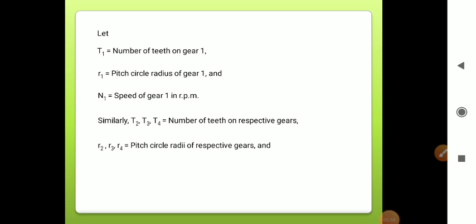Similarly, small r2, small r3 and small r4 are the pitch circle radii of the respective gears. That means r2 is the pitch circle radius of gear number 2, r3 is the pitch circle radius of gear number 3, and r4 is the pitch circle radius of gear number 4. And again the speed of gear: capital N2, capital N3 and capital N4 are the speeds of the respective gears in rpm. That is, N2 is the speed of gear 2, N3 is the speed of gear 3, and N4 is the speed of gear number 4 in rpm.